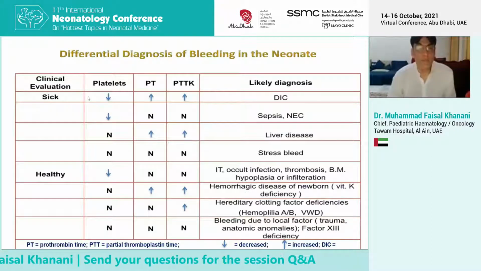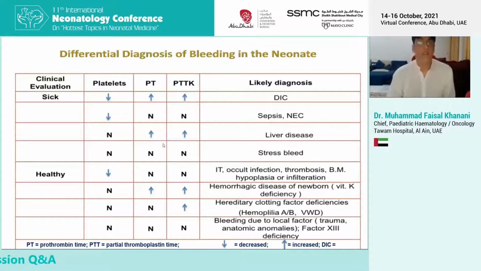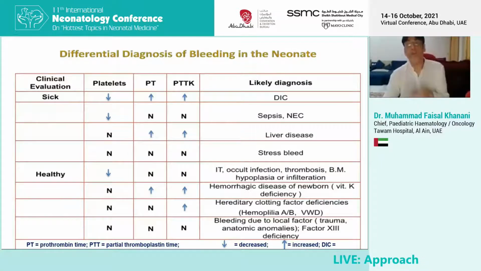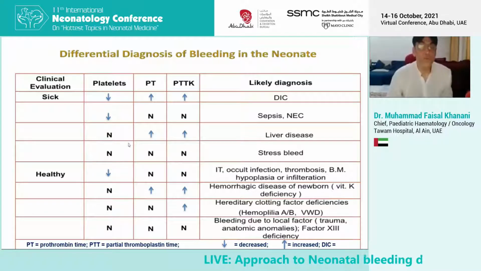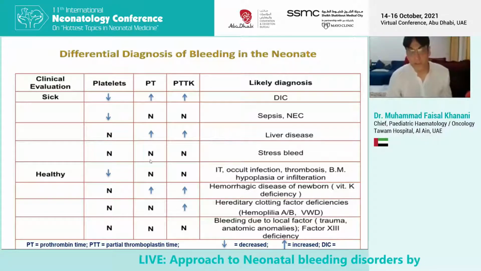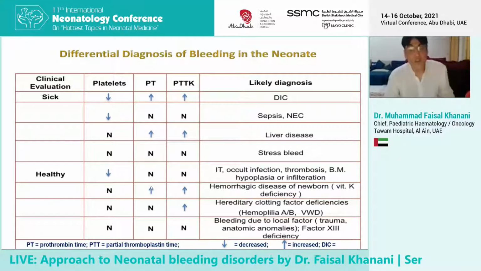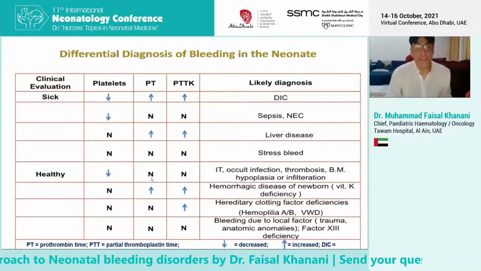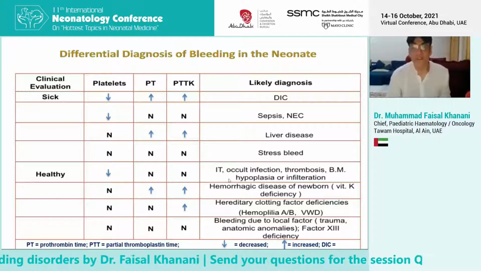Now, if you see a sick patient with low platelets and abnormal PT and APTT, the commonest thing is DIC or sepsis. DIC may be a consequence of sepsis. You see a normal APTT at first, but later they go into DIC and you get an abnormal one. When you have normal platelets with both abnormal, it is either liver disease, and stress bleeding is also common in neonates. If you have a healthy newborn with low platelets and both APTT and PT are normal, look for acute infections, thrombosis, and bone marrow infiltration.